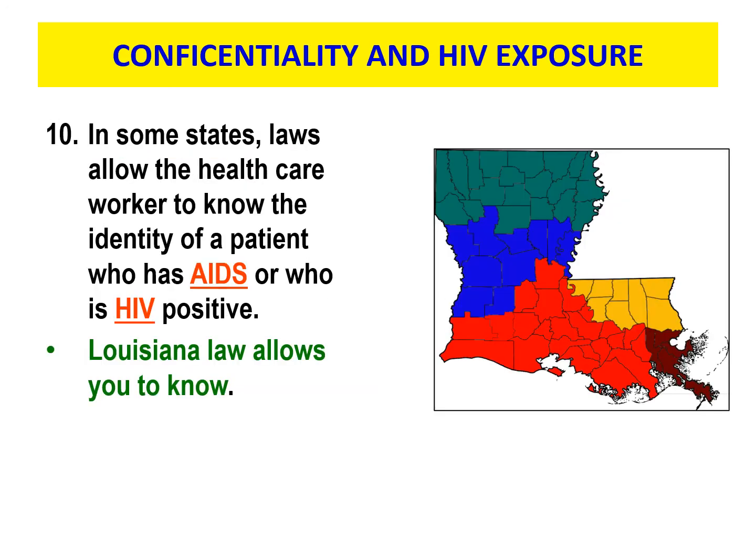In some states, laws allow the healthcare workers to know the identity of a patient who has AIDS or who is HIV positive. Louisiana laws allows you to know. But you have to remember, you are made aware of this information that is still confidential, just so you will know due to your exposure to HIV. But you still are responsible for keeping that patient's information confidential.